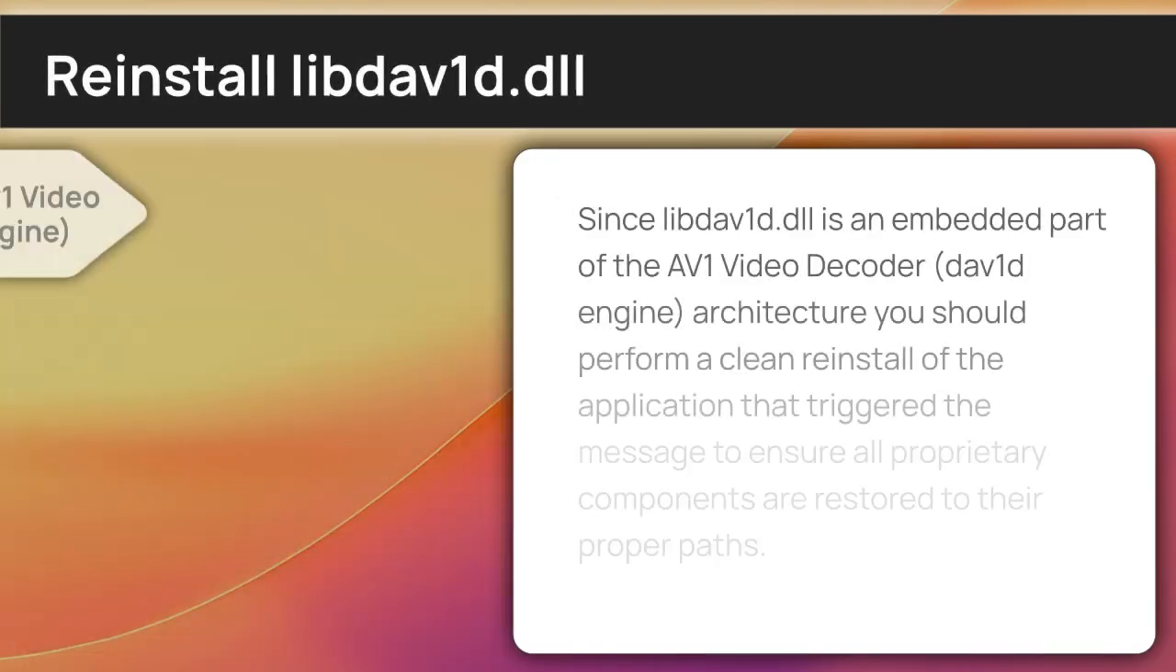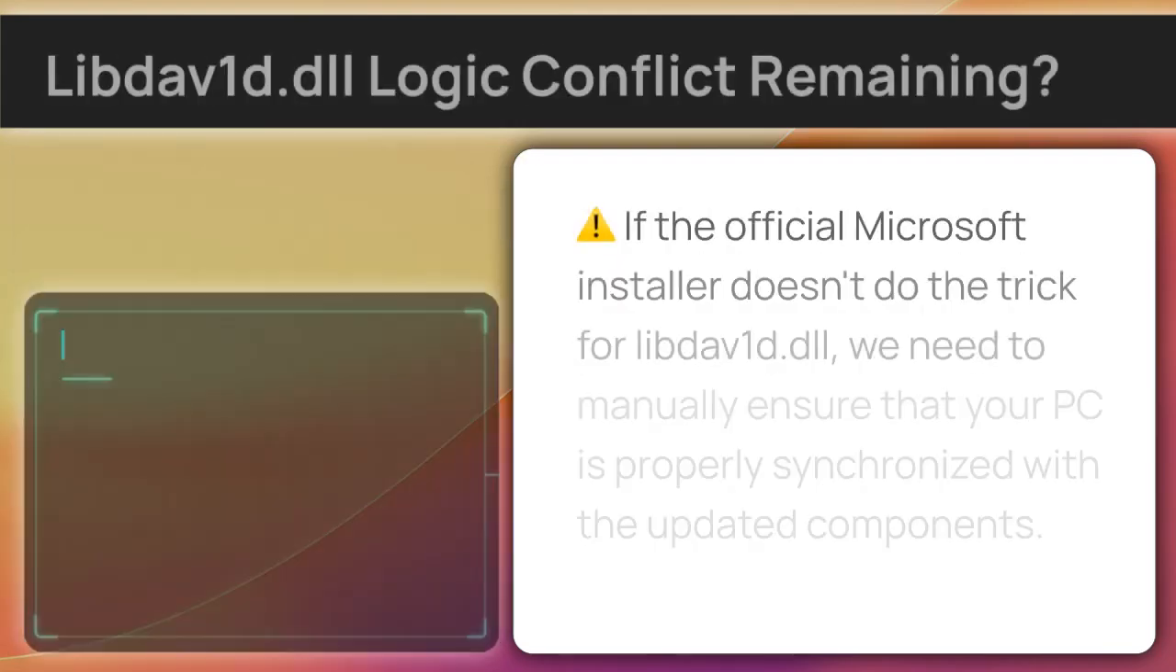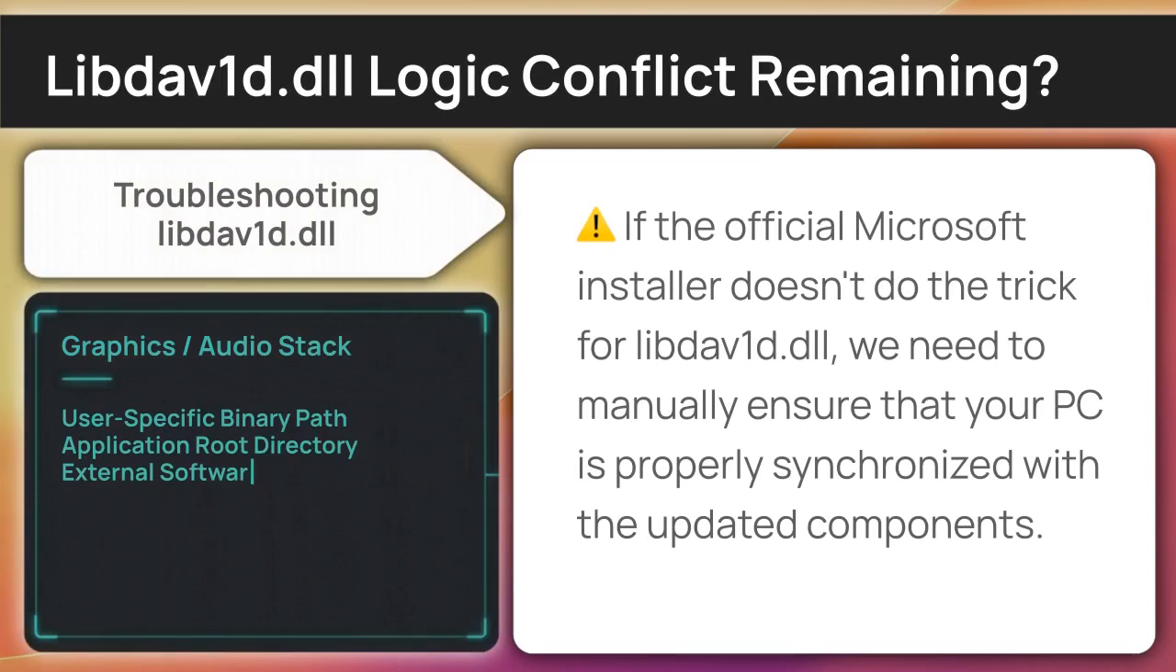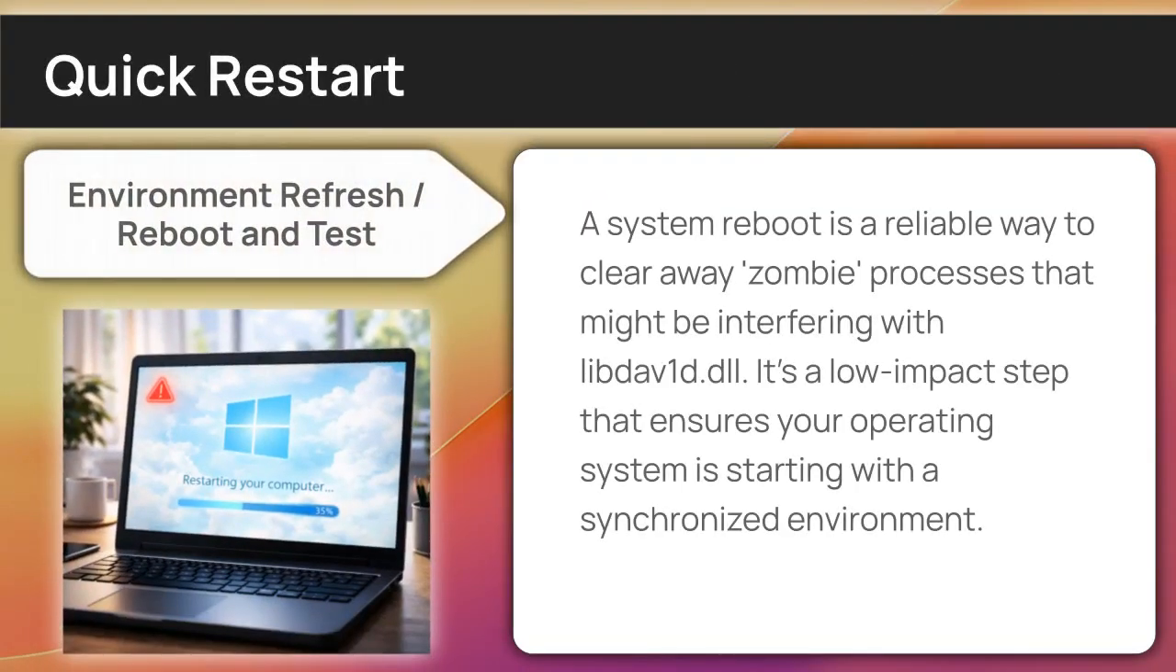Since the libdav1d Video Library DLL is an embedded part of the AV1 Video Decoder, DAV1D engine architecture, you should perform a clean reinstall of the application that triggered the message to ensure all proprietary components are restored to their proper paths. Should the reinstallation fall short, the next step in our protocol is to validate the integrity of your system's startup environment. A system reboot is a reliable way to clear away zombie processes that might be interfering with libdav1d Video Library. It's a low-impact step that ensures your operating system is starting with a synchronized environment.